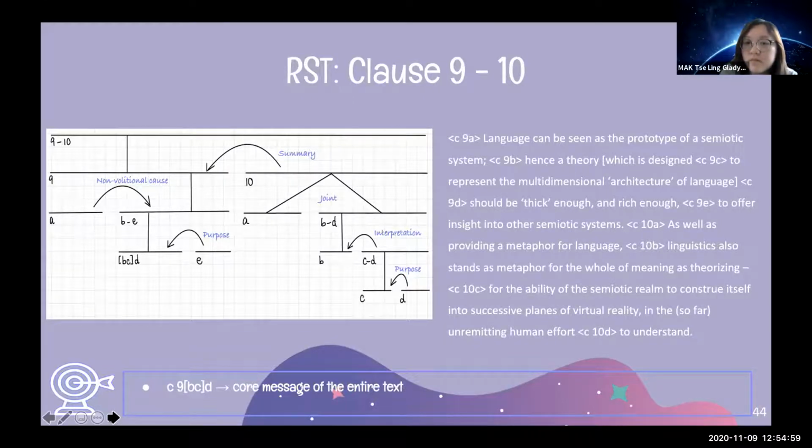The writer intends to persuade readers to accept his theory as a strong and rich one to give insights into other semiotic systems. In the end, the writer provides a summary, concluding that linguistics as a metaphor for theorizing meaning has the ability to construe itself into virtual reality, and it enables us to construct such a world by using it. This further reinforces the support of the writer's notion.